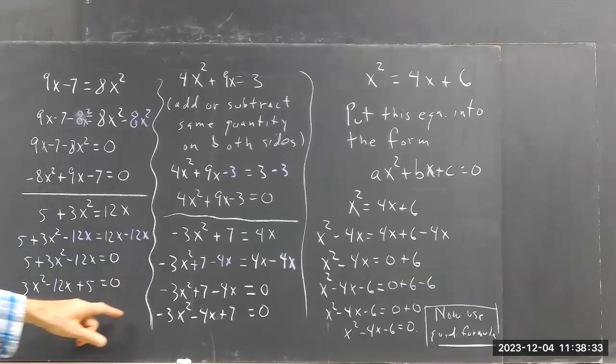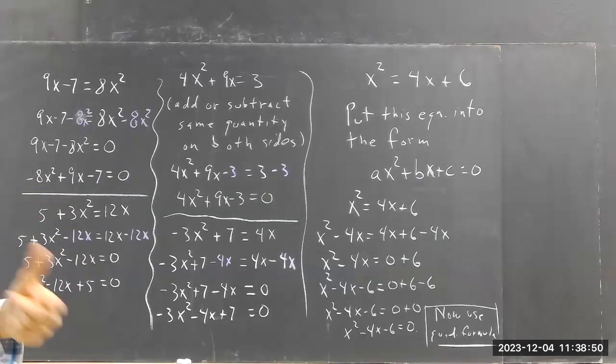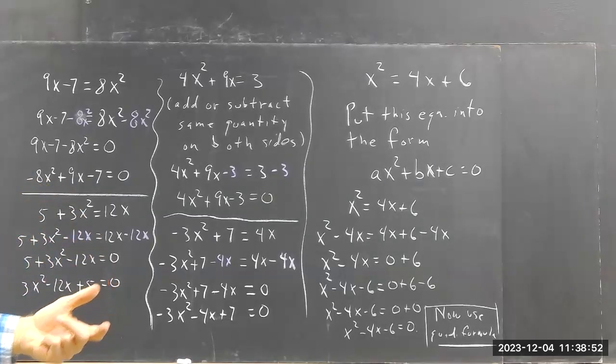Okay? If you put it in this form, then you know exactly where to look for the coefficients a, b, and c. In this form, you've got to be careful. So you try to avoid writing it in a form that's a little bit more prone to an error. Okay. So this is good.